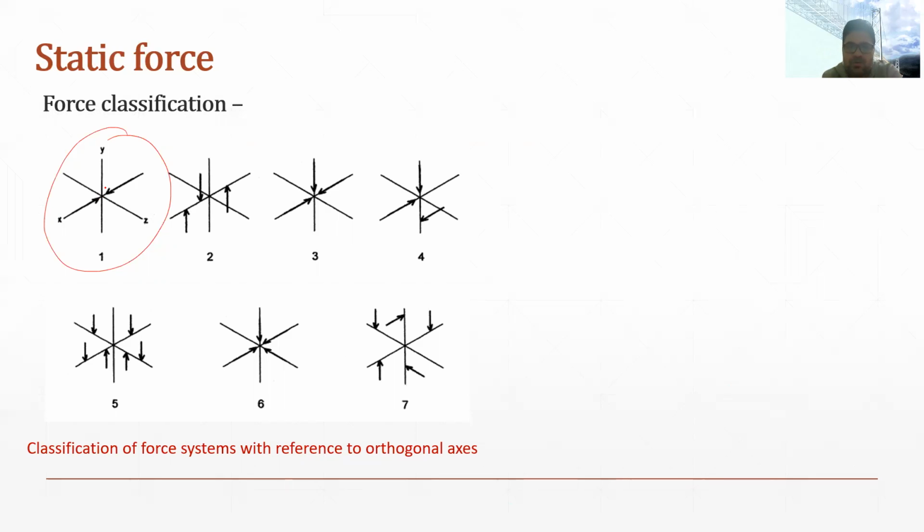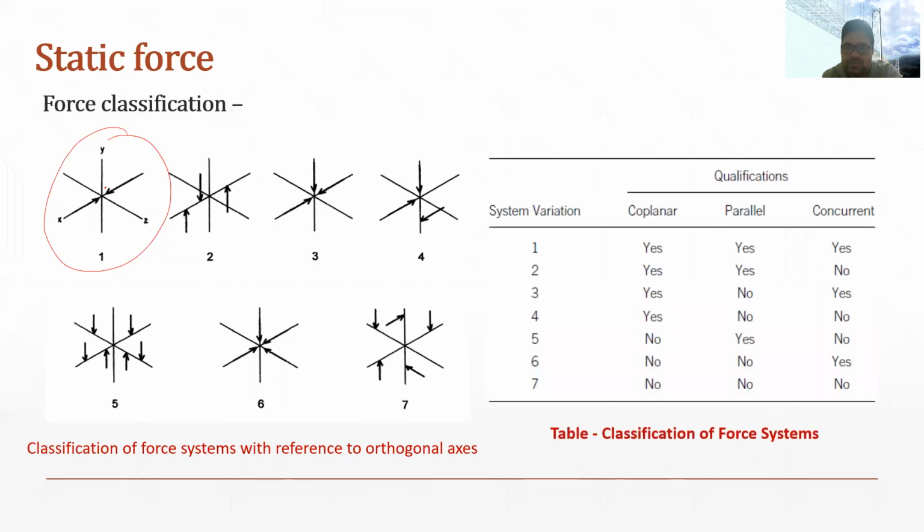Now you can see the table. If we consider the first system, these forces are coplanar. These two forces are parallel to each other. Similarly, they are concurrent because they are acting on the single point. So they are also concurrent. Now we will take the example of the second system.